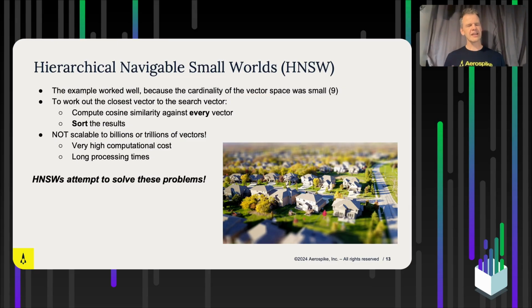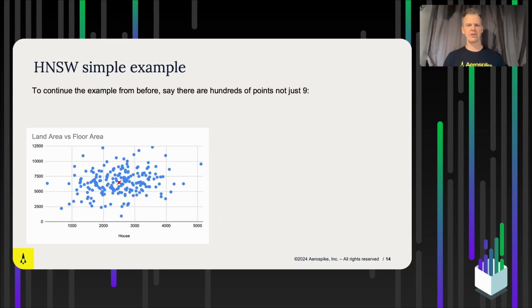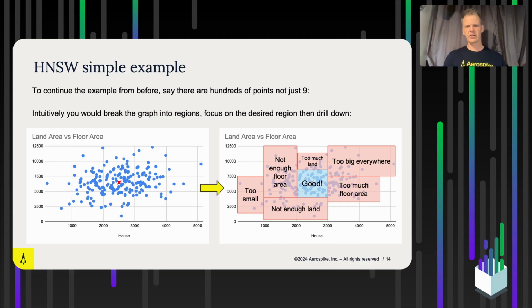Let me continue that example we spoke about earlier, and I'll show you how an HNSW works. So instead of 9 points, let's say we had hundreds of data points. You can see on my land area versus floor area graph, it's now a lot more complex. There's a lot more data points for me to look at. If we as humans wanted to work out what is the closest house to our desired target, you might look at this graph and say, well, the ones on the left are too small. They don't have enough land area, or they don't have enough floor area.